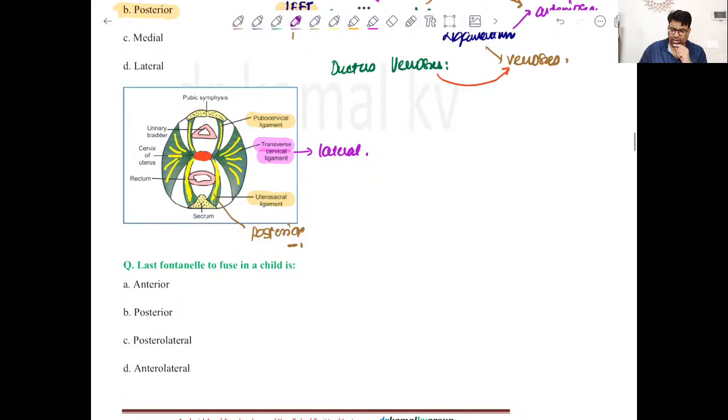Now, last fontanelle to ossify or fuse in a child. Yes, Sneh, muscle wise levator ani is very important. Yes, of course, related to pelvic floor. Yes, next question, last fontanelle to fuse in a child. Any idea? Last fontanelle.